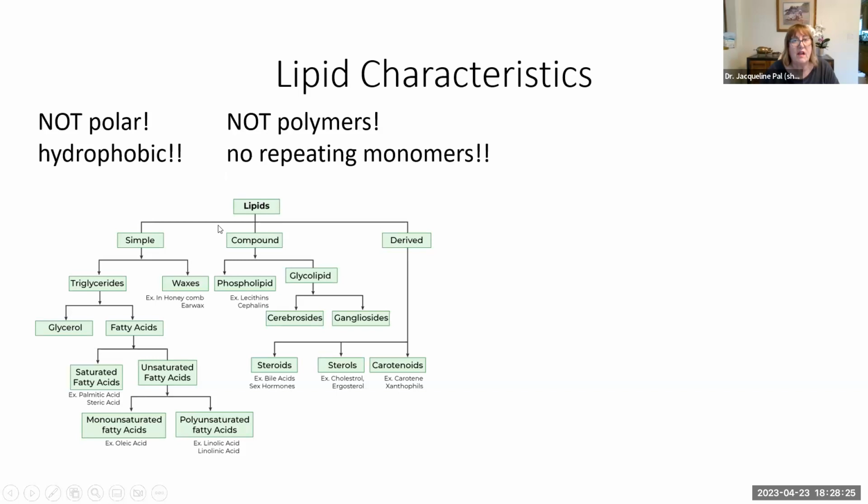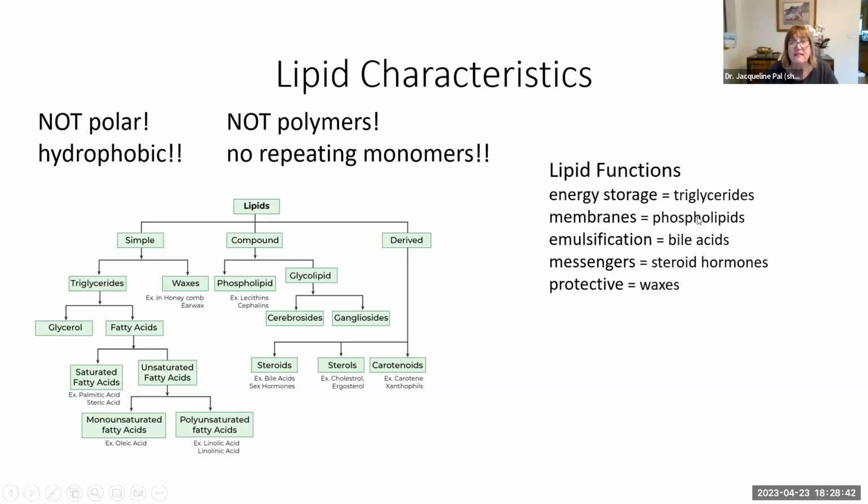We have lots of different types of lipids, most of which we're not going to learn anything about. But I like this because it kind of gives you an idea. Like we have simple lipids, compound lipids. We've got carotenoids, which is like the stuff that gives the orange in carrots. But basically, what are lipids going to do? They're going to store energy. Triglycerides over here, these are the ones that are a storage form of energy.